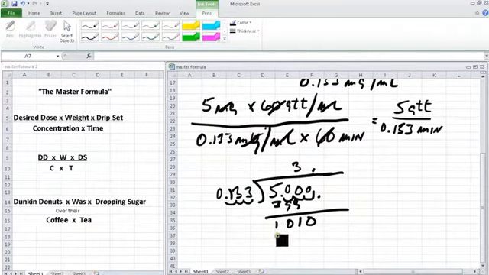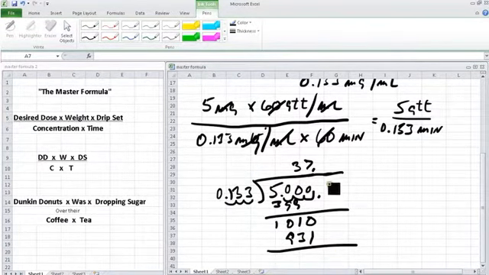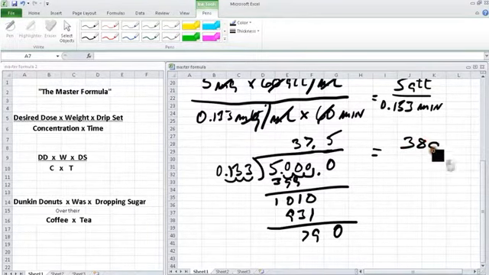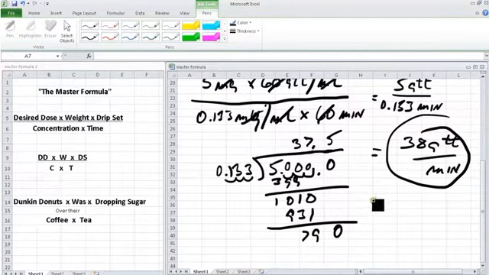Then 101. 133 goes 7 times into the 1010. That's 931. 3 from the 0 is 7 and 1. All right, and it goes about 5 times this next time. So we're talking about 37.5 drops per minute. That's 38 drops per minute. And that's the answer in this case.